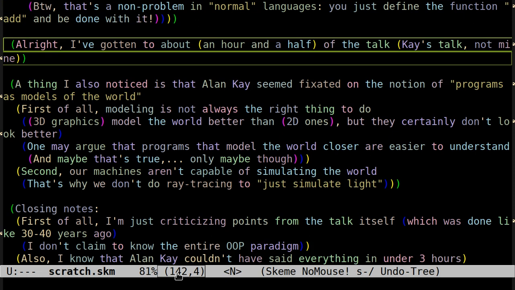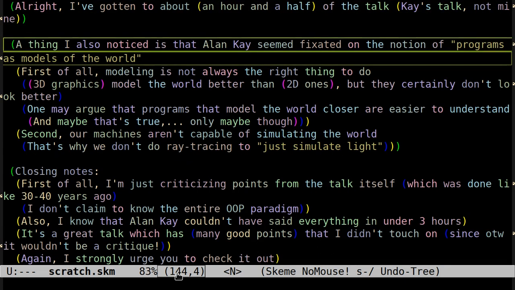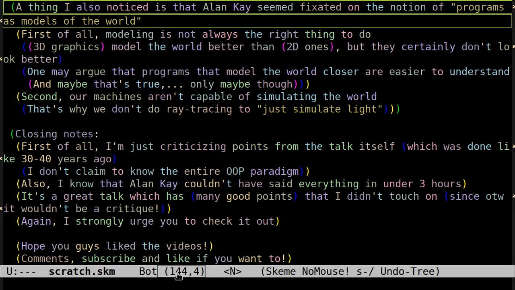Alright, by this point I've covered about an hour and a half of the talk, Alan Kay's talk, not mine. But a final thing that I also noticed is that Alan Kay seemed very fixated on the notion that programs should model the world. So first of all, modeling is not the right thing to do, not always. 3D graphics model the world better than 2D ones, but they certainly don't look better, do they?